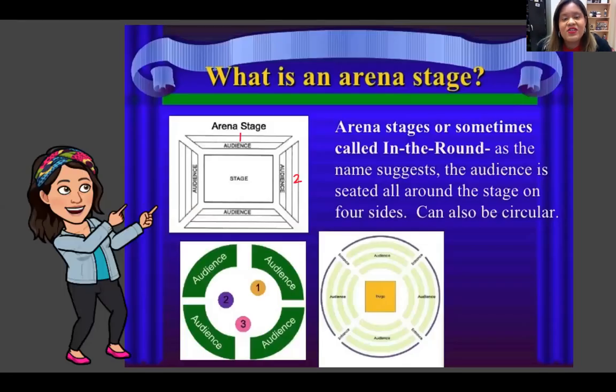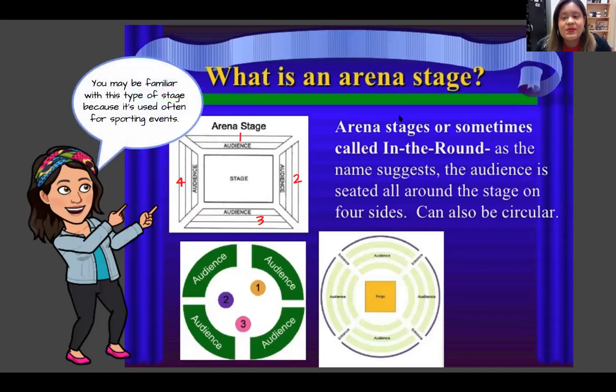Our next type of stage is going to be called an arena stage. An arena stage, or sometimes called theater in the round, has audience on all sides of the stage. This one is kind of easy to remember because you can think of it the same way you would think of a sports arena. So the same way at a basketball game on TV or at a football game on TV, you'll see audience all around the field. That's the same idea for an arena stage. It's really common to see this with concerts or big events like that.